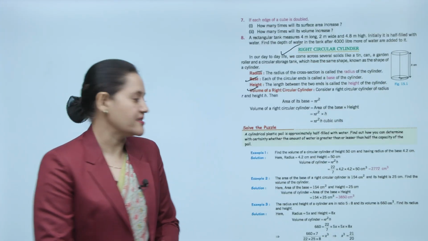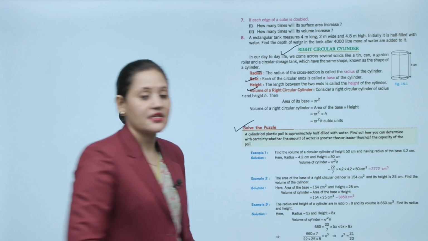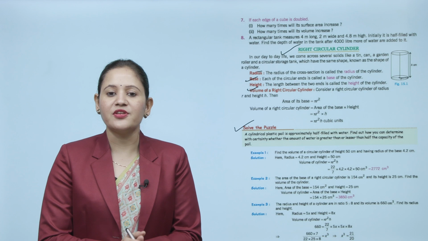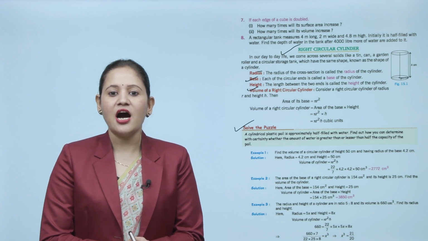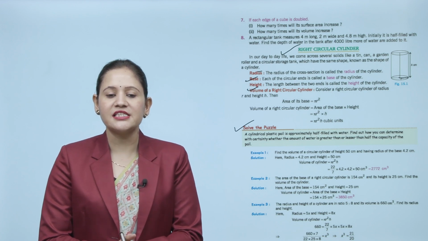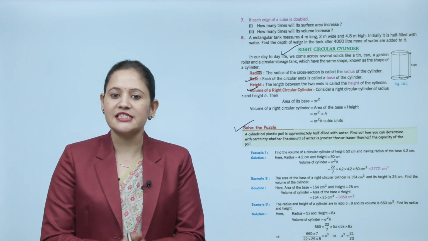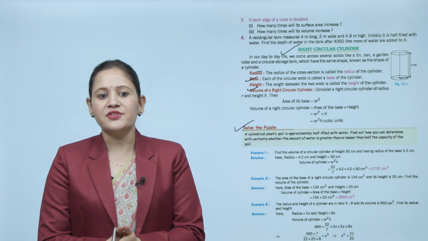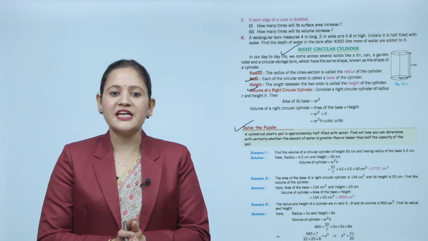Next is solve the puzzle. A cylindrical plastic pail is approximately half filled with water. Find out how you can determine with certainty whether the amount of water is greater than or lesser than half of the capacity of the pail. So you have to find it by yourself.